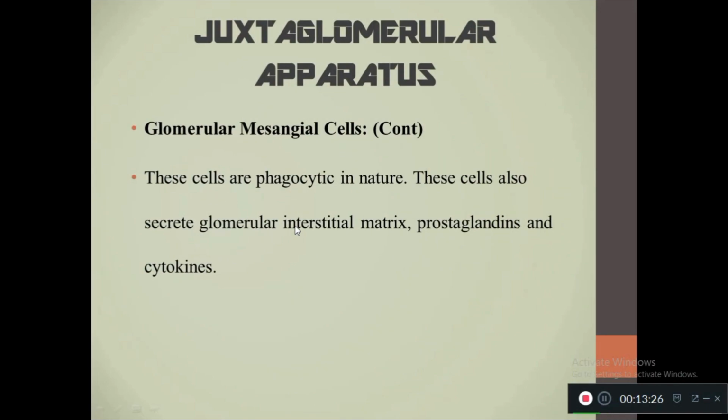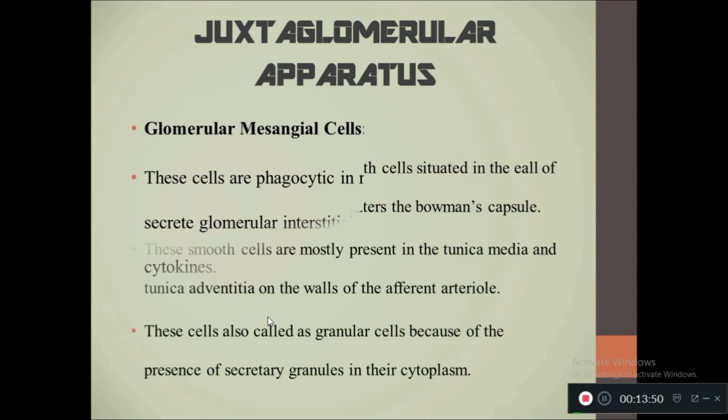Another thing is that glomerular mesangial cells also have the property of phagocytic function. These cells also secrete glomerular interstitial matrix, prostaglandin, and cytokines. This helps to prevent any infection entering inside. So these are the other importance of glomerular mesangial cells.